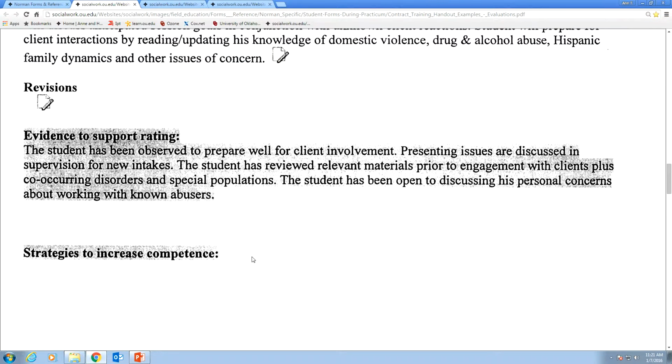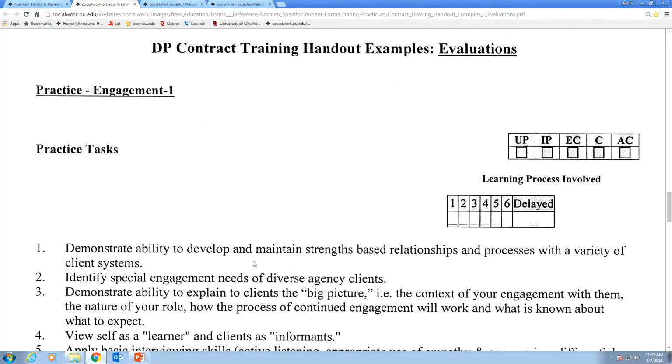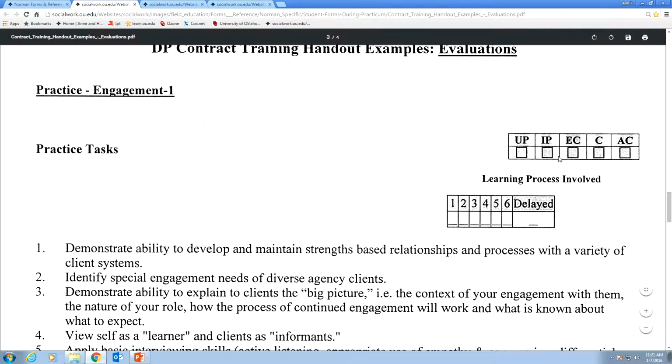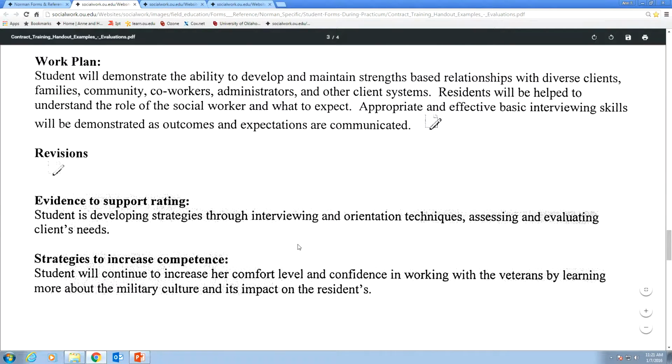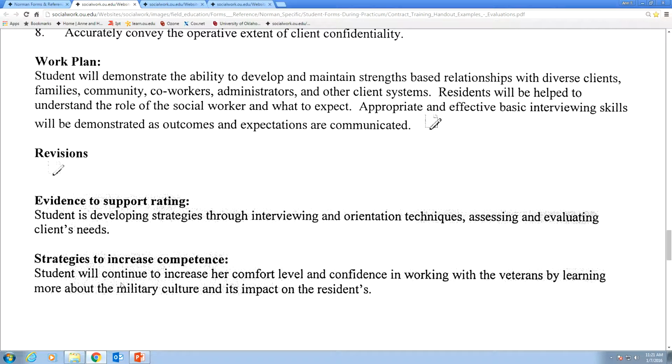So let me go back to the handout. For practice again, under engagement. So in this case, I believe the student is maybe an EC rating. They're emerging in their competence. And a brief evidence is provided here, but also a strategy. So the strategy is provided to increase their comfort level and confidence in working with veterans and in learning about the culture.